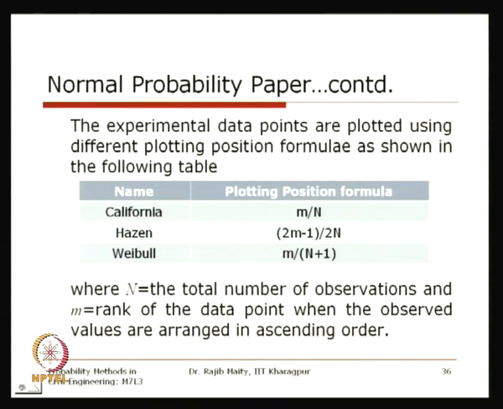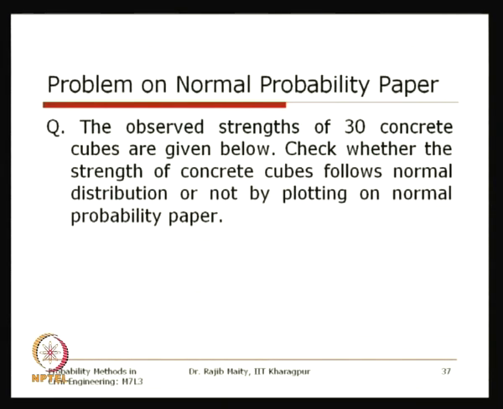On whichever paper it follows a straight line, we should conclude that the population of this sample is following that particular distribution. We will take one example here. The observed strengths of 30 concrete cubes are given in this table. Check whether the strength of the concrete cube follows the normal distribution or not by plotting on the normal probability paper.